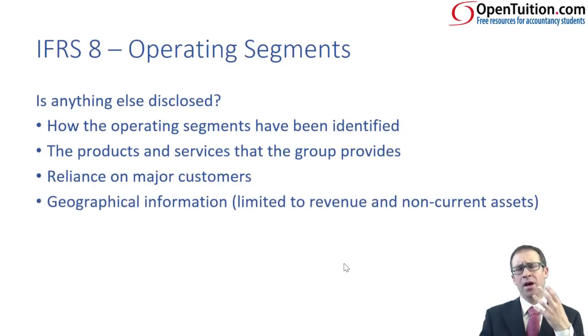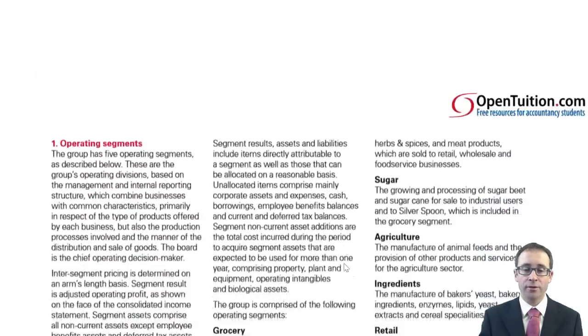Everything there was done by business, wasn't it? Can we disclose things geographically? And if we do, that's just the revenue and the non-current assets. However, you are allowed, if you want, to put in full geographical disclosure if you believe it is useful for the users of the accounts.